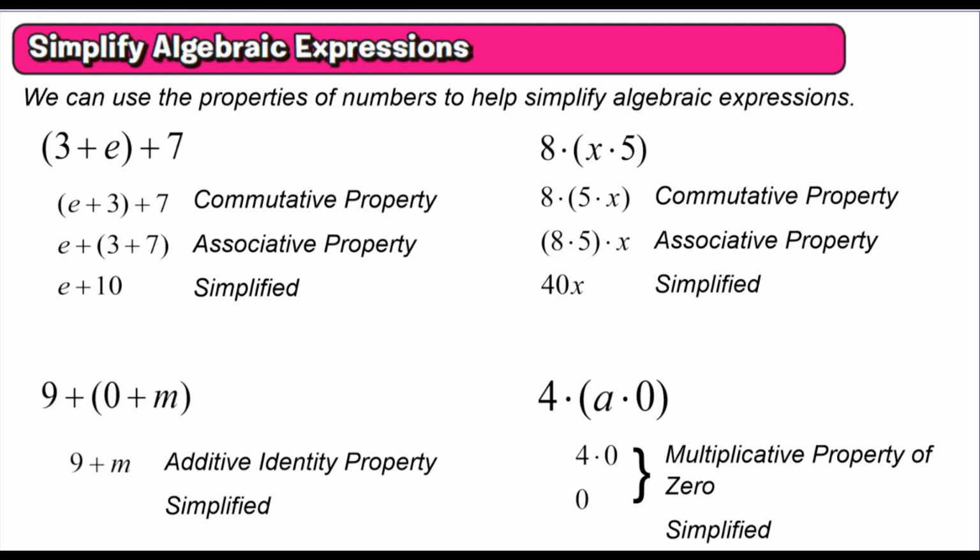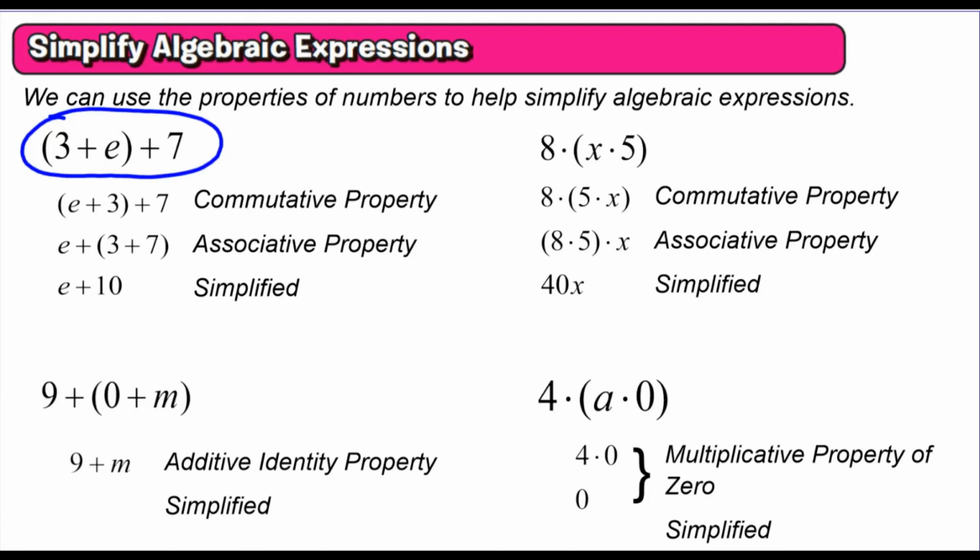Now, to simplify an expression, we have to perform all the possible operations. So sometimes when there's a variable involved and we don't know the value of that variable, it makes operations not possible. But if we use some of the properties we learned about, we can perform operations. So right now, this first expression, 3 plus e plus 7. I have to do 3 plus e first because it's in parentheses and the order of operations says I have to do what's in the grouping symbols first. But since I do not know what e is, I cannot evaluate that.